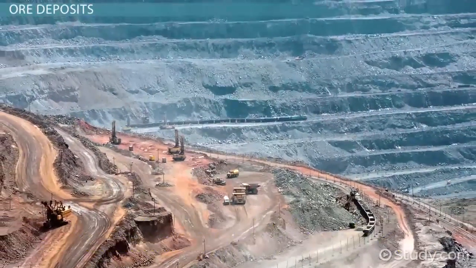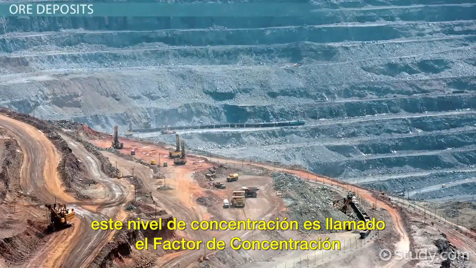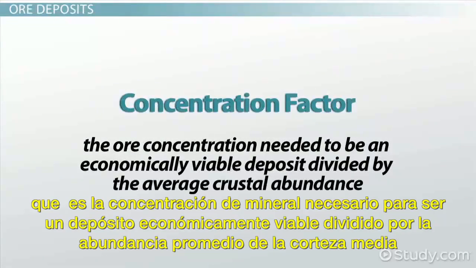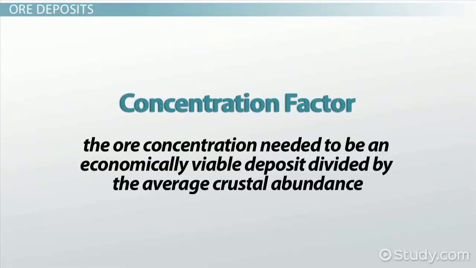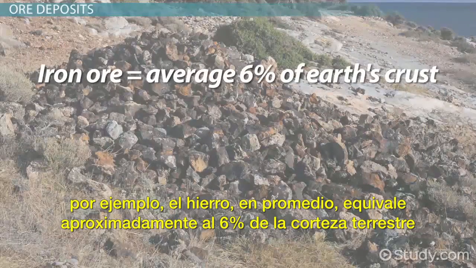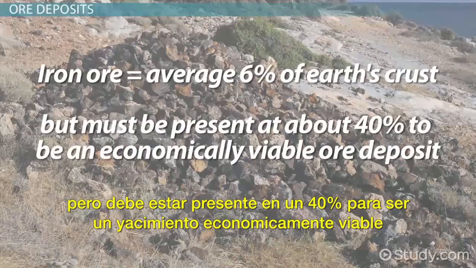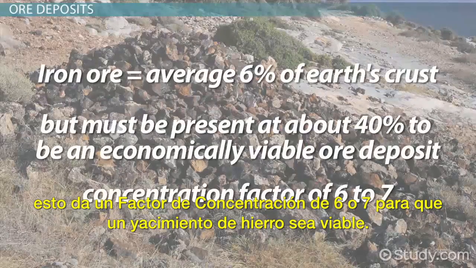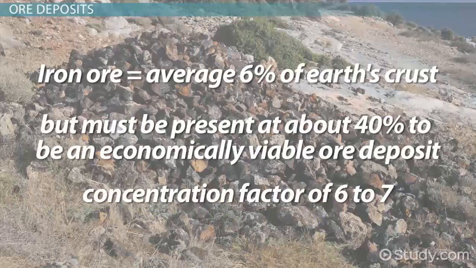This concentration level is also known as a concentration factor, which is the ore concentration needed to be an economically viable deposit divided by the average crustal abundance. For instance, iron makes up approximately 6% of the Earth's crust, but must be present at about 40% to be an economically viable ore deposit. This equals a concentration factor of about 6 to 7 for iron to be a valuable ore deposit.